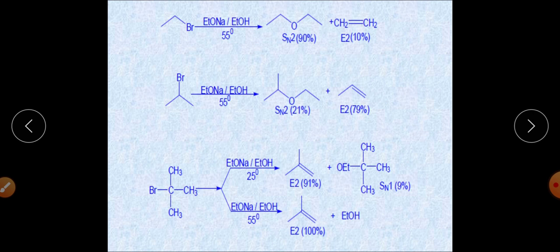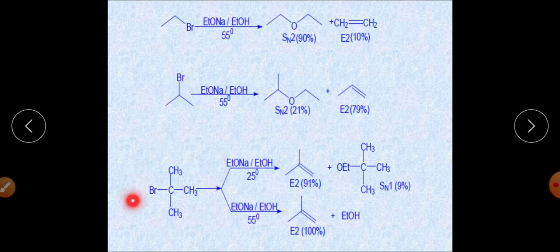And what is the reason behind that? Because of the crowding. This is the carbon at which the nucleophile is going to attack, and this carbon is now crowded. This is now surrounded by these two methyl groups. So there is a little bit of crowding, and because of that crowding, it is not going to attack on this particular carbon. Instead, this will abstract the hydrogen from this particular carbon with elimination of Br, and there will be E2 reaction.